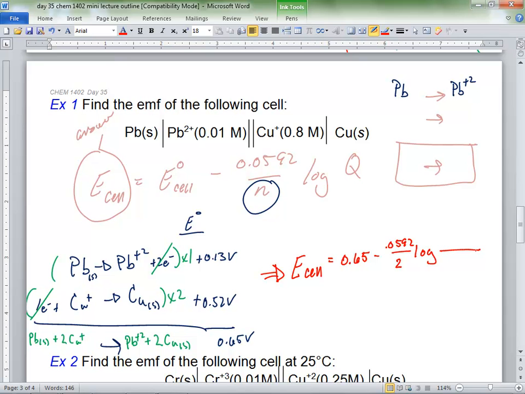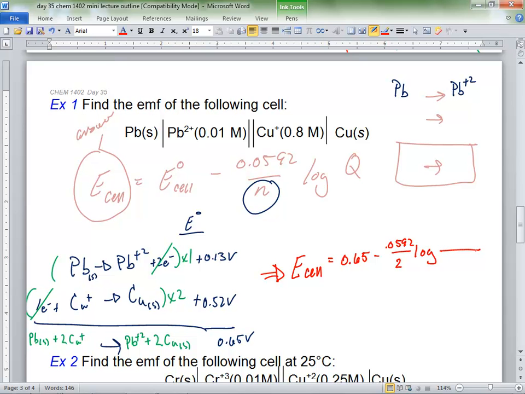The half reactions. There's some confusion on looking up these E0 numbers. This has to match verbatim in your table. If the table you have doesn't have it, then you have to find a table that does. It has to be Cu plus going to Cu solid, exactly the same. And you will look it up and you'll see it's 0.52 volts.